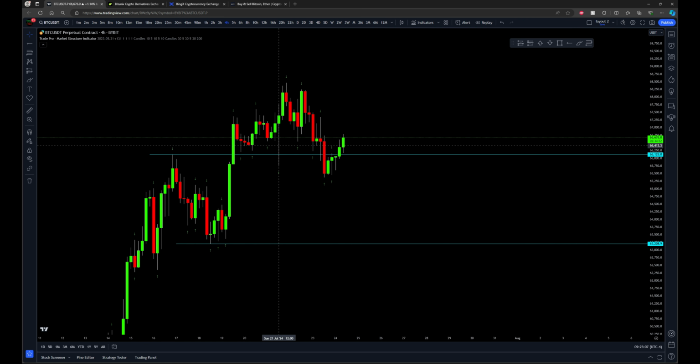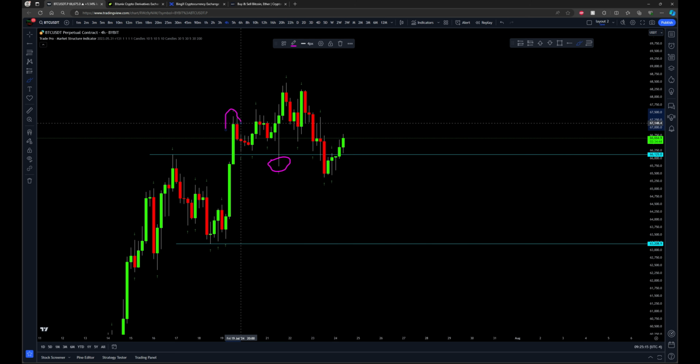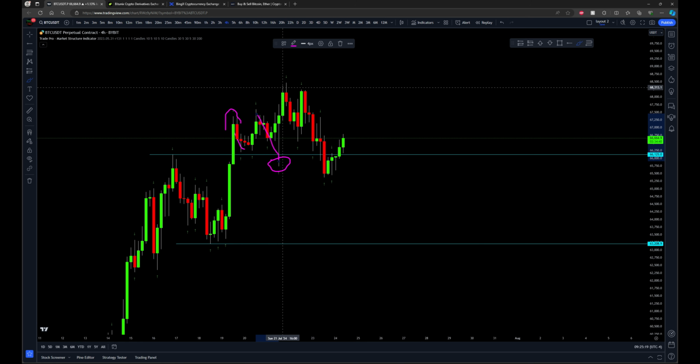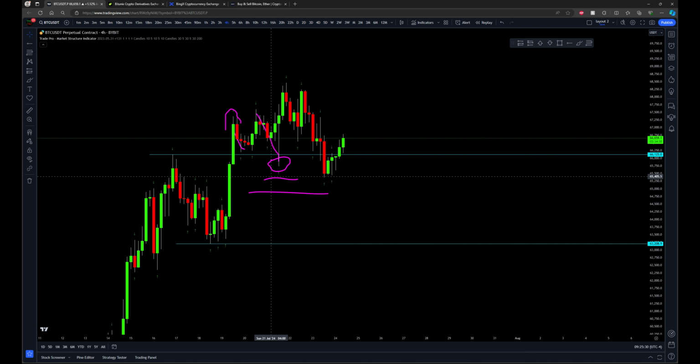So we actually don't really get a proper setup here unless you bought right here, because we broke on this candle here. You could have bought this pullback, could have bought that pullback there and looked for that move to the upside, which would have worked. But personally, I would have waited for a bit lower. I probably would have entered around here or here, didn't quite make it. So I would say I did not get an entry on that pullback, based purely on structure.